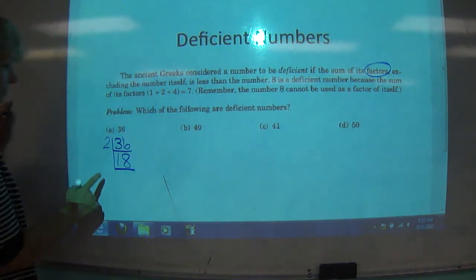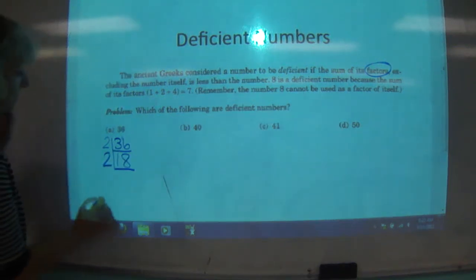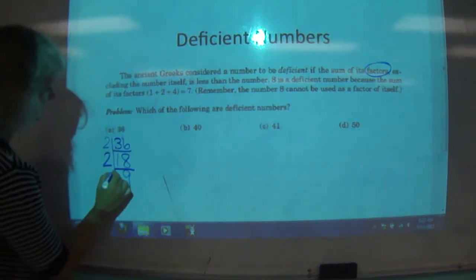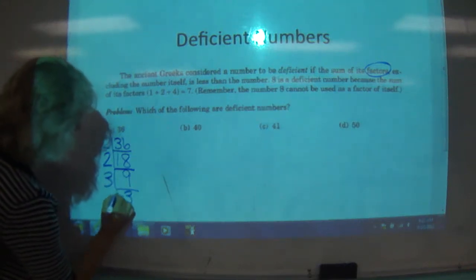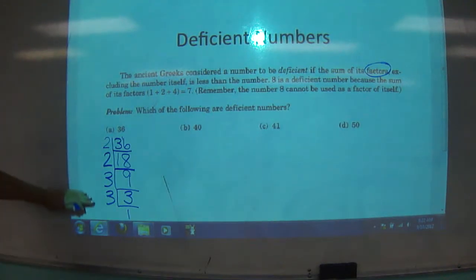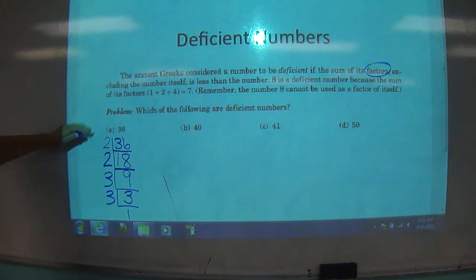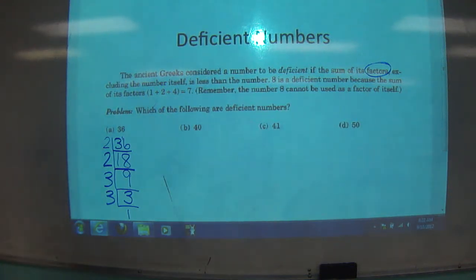Draw another box. 18 is even. 2 goes into 18 9 times. 3 goes into 9 3 times. 3 goes into 3 1 time. I know I've found all the prime factors. That's how to do prime factorization for any number. And from here you can find every single factor of a number.